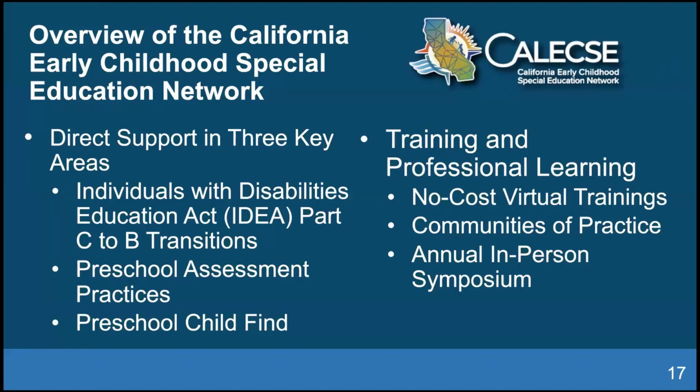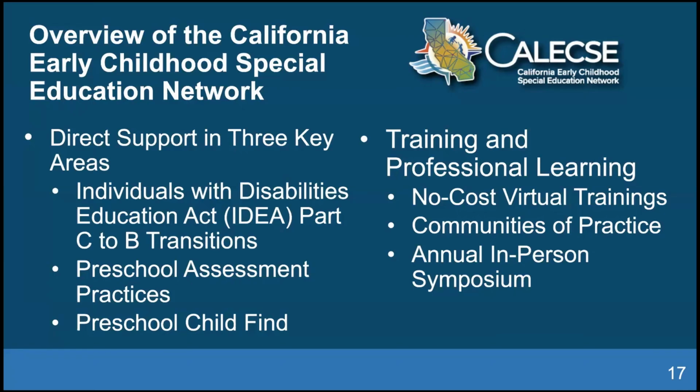The California Early Childhood Special Education Network, or CalECSE, is a statewide initiative funded by the California Department of Education to strengthen early childhood special education systems across California. A central focus of CalECSE's work is improving coordination and collaboration among the multiple agencies that serve young children with disabilities and their families. By building shared capacity, reducing silos, and promoting evidence-based practices, CalECSE helps local systems work together more effectively to reduce barriers and improve outcomes for children and families.